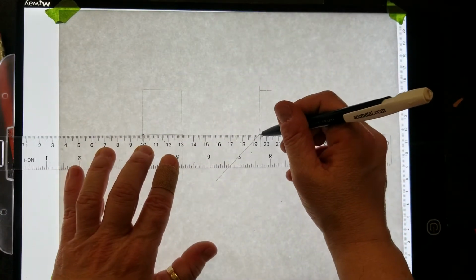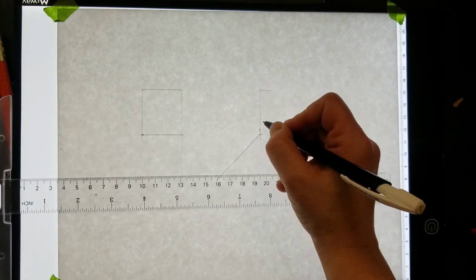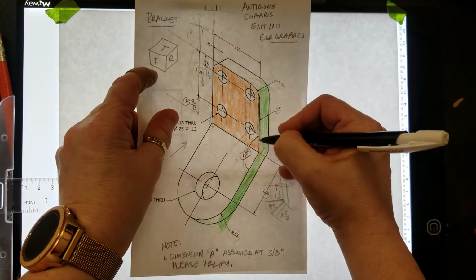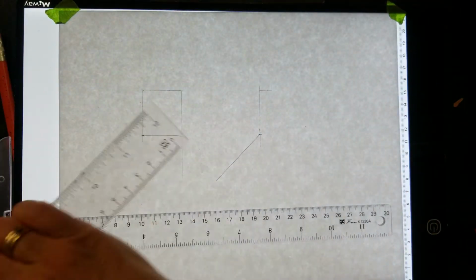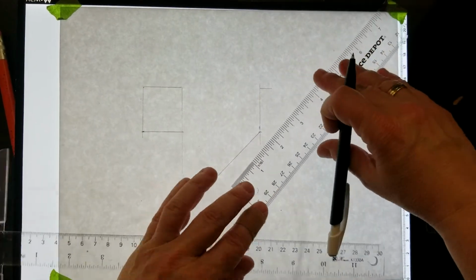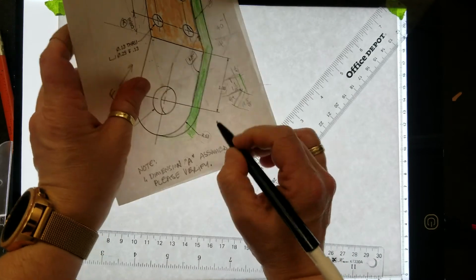So there I've got this apex. This is where the bend is. So basically this front element here is this front edge with this edge. Now all I have to do is measure its length. The length is this plus this.